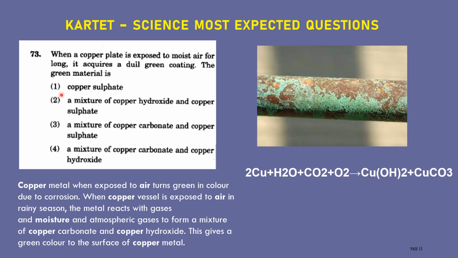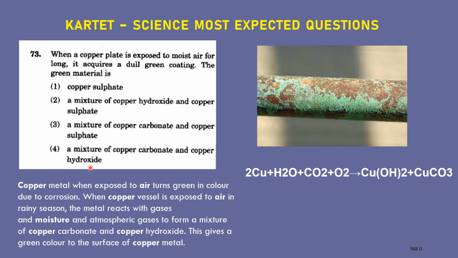Next question. When a copper plate is exposed to moist air for long, it acquires a dull green coating. The green material is: option 1, copper sulfate; option 2, a mixture of copper hydroxide and copper sulfate; option 3, a mixture of copper carbonate and copper sulfate; option 4, a mixture of copper carbonate and copper hydroxide.